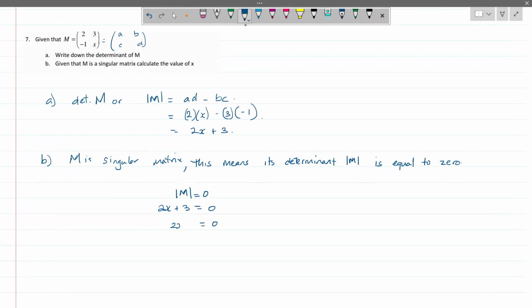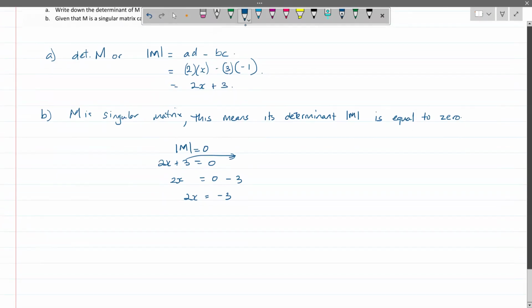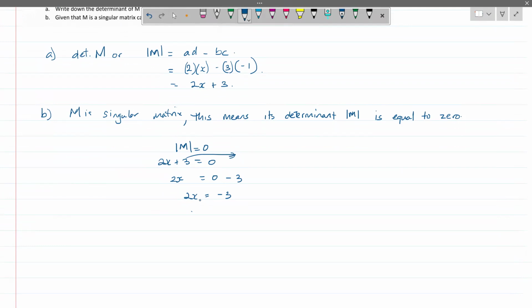Right? Move this 3 across here. You get -3. Notice I put back everything here, right? 0 minus 3 is going to give a -3, not 0. X is going to be equal to -3 divided by 2. Right? So X is -3/2. Or if you want to write it as -1.5, that will also be correct. Okay?